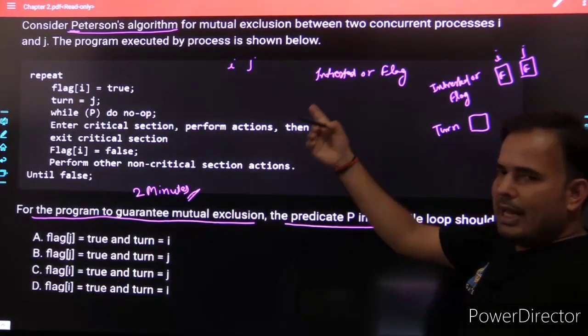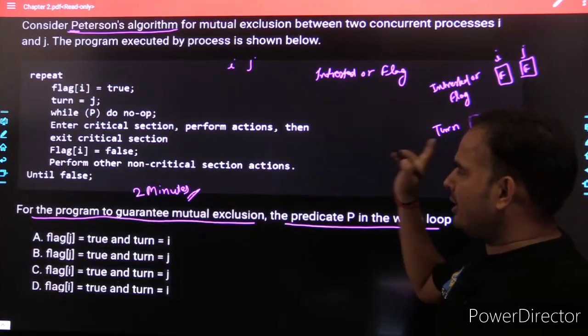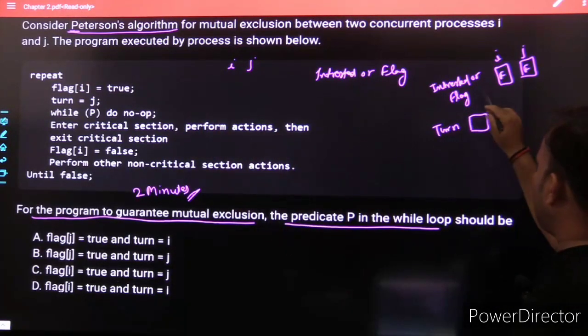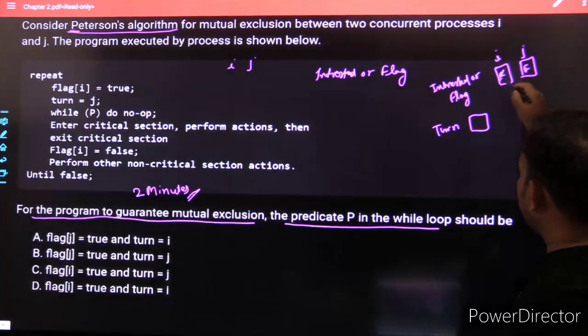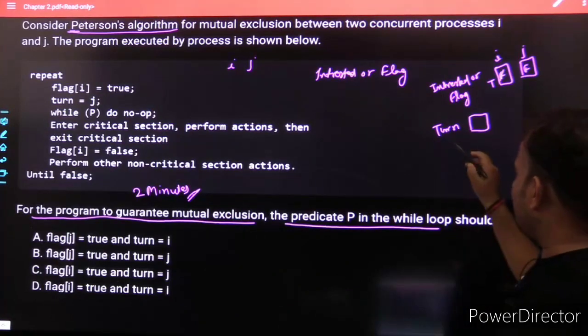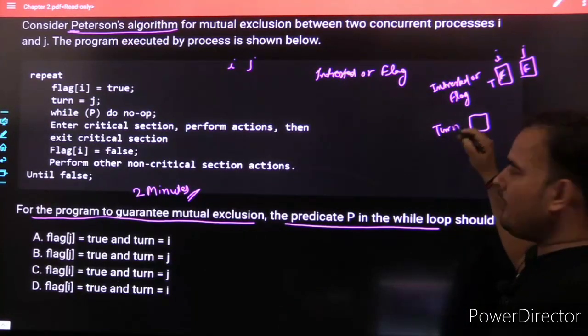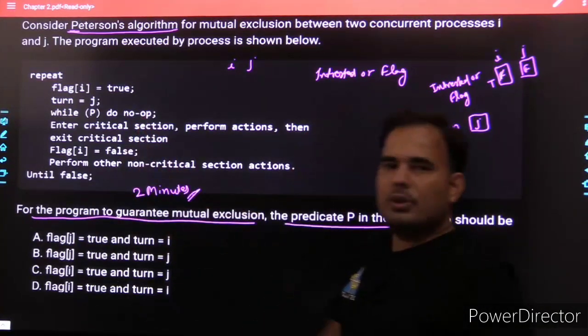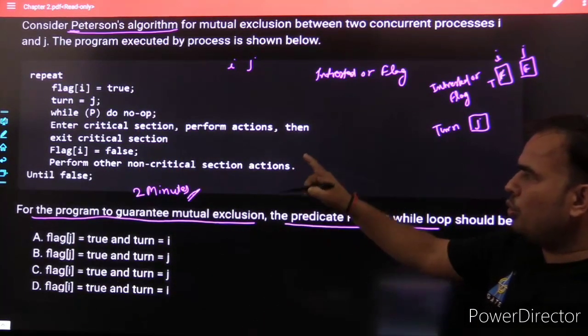So I want to go into the critical section. This is the interested process. So make flag of I equal to true. Here it is false, make it true. Then turn equal to j. Turn equal to j, so we put the J process in the turn variable. Then while p, do no operation.